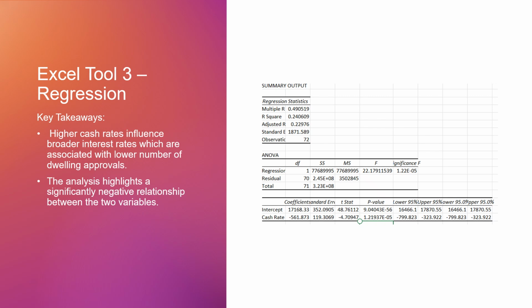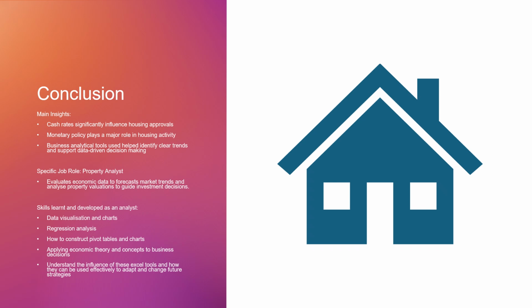The p-value was also significantly below 0.05. This indicated that the relationship is statistically significant and unlikely to have occurred by luck. Overall, the regression results support economic theory by showing there is a significant negative relationship between the cash rates and housing approvals. In conclusion, this analysis demonstrates that the RBA cash rate has a significant influence on housing approvals in Australia. Using various economic frameworks and business analytics tools, I found overwhelming evidence that high cash rates are associated with lower levels of housing construction activity.